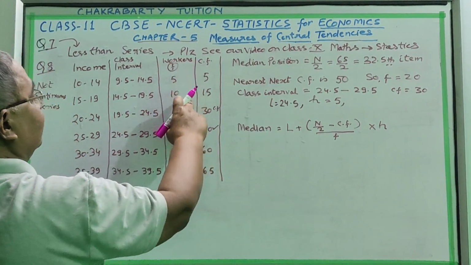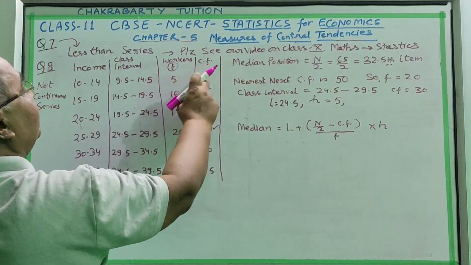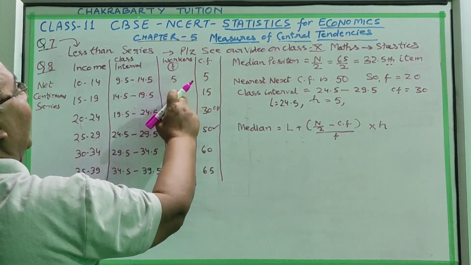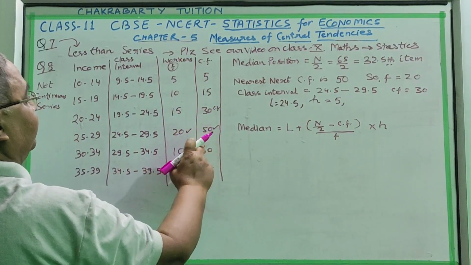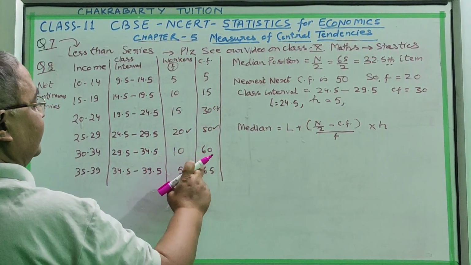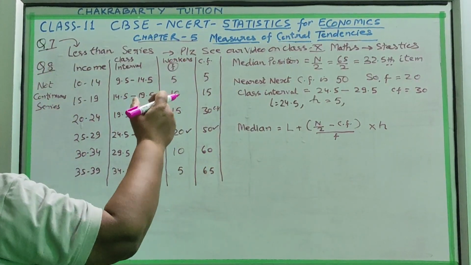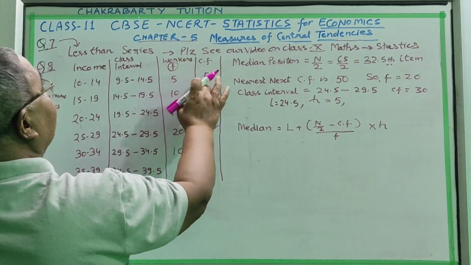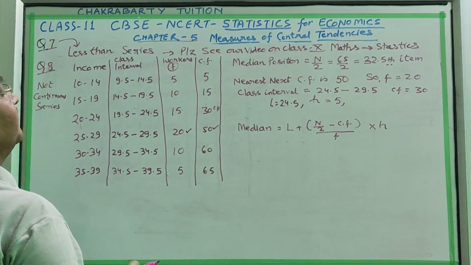Now workers is given in the question, and you have to calculate CF, meaning cumulative frequency. Cumulative frequency means 5, then 5 and 10 is 15, 15 and 15 is 30, 30 and 20 is 50, 50 and 10 is 60, 60 and 5 is 65. It is cumulative. Cumulative means it goes on adding the next item to it. So the frequency is like this, the next item is added here, the next item is added here. So it is cumulative frequency.